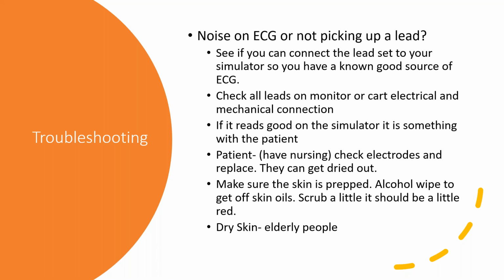That's a little trick there, and that's also another thing to check on ECG carts. When you do a PM on ECG carts, you look at the dates on all the leads in the envelopes that are hopefully stored with the cart. If they are past their expiration date, throw them away. Also make sure the skin is prepped, which is not really our job, but you can watch if the nurse replaces the electrodes. Alcohol wipe to get the oils off the skin, scrub a little bit. It should be a little red.